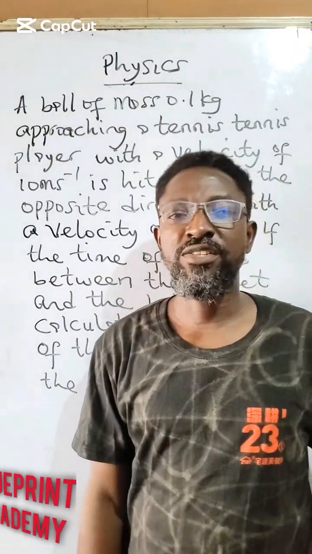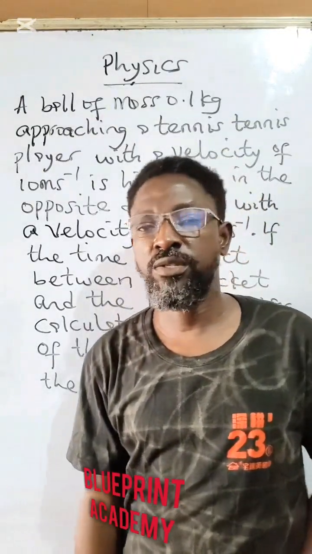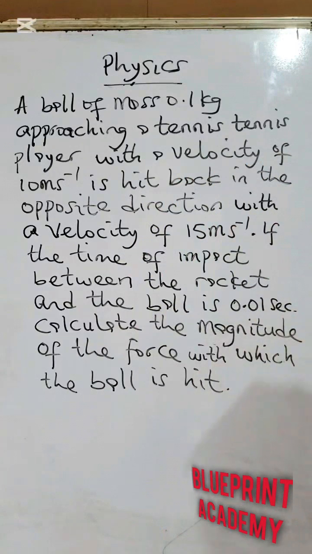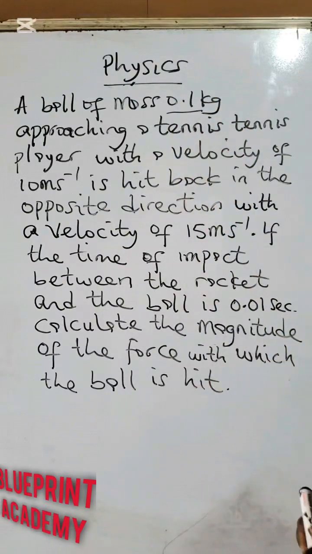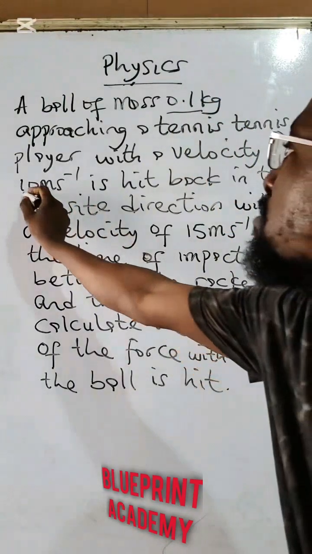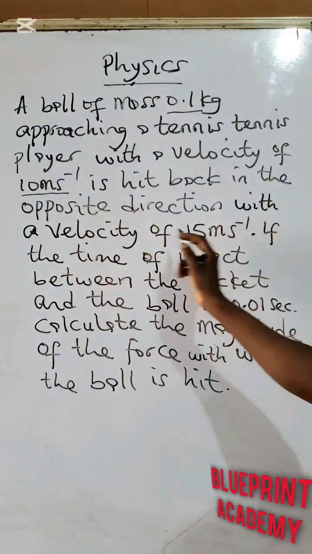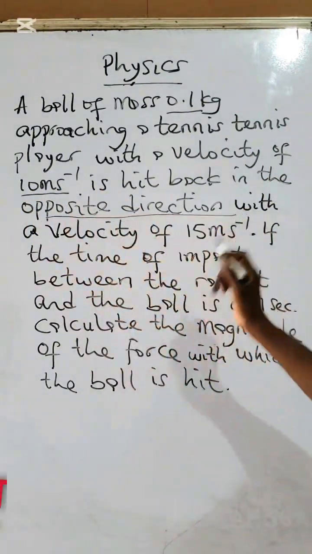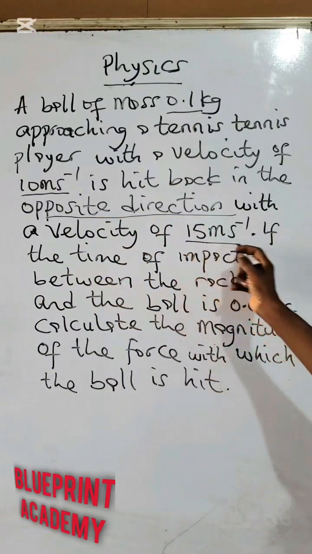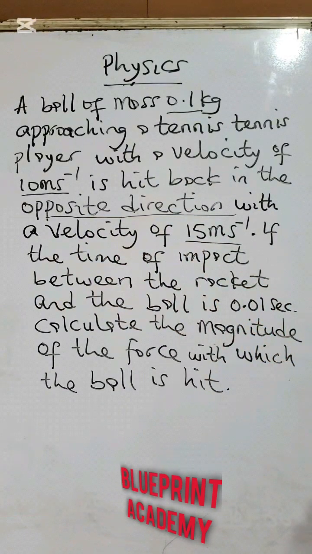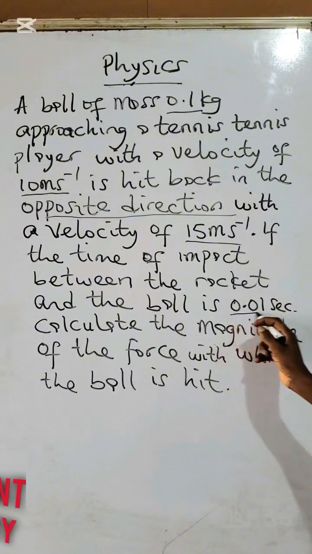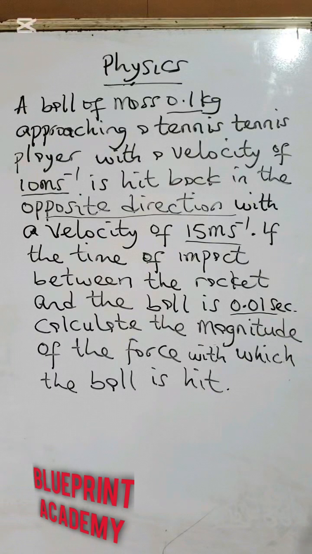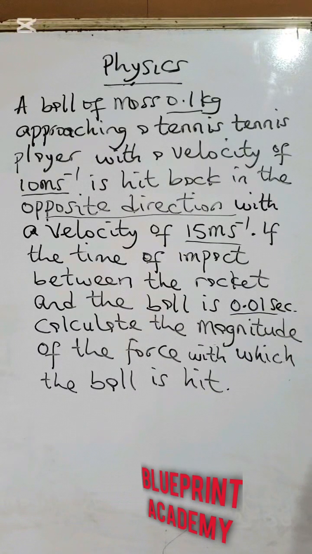Let's see how we can solve this question under Newton's law. It says a ball of mass 0.1 kg approaching a tennis player with a velocity of 10 meters per second is hit back in the opposite direction with a velocity of 15 meters per second. If the time of impact between the racket and the ball is 0.01, calculate the magnitude of the force with which the ball is hit.